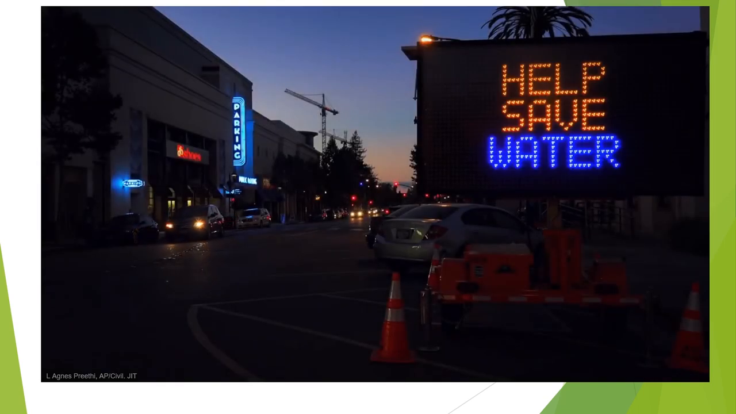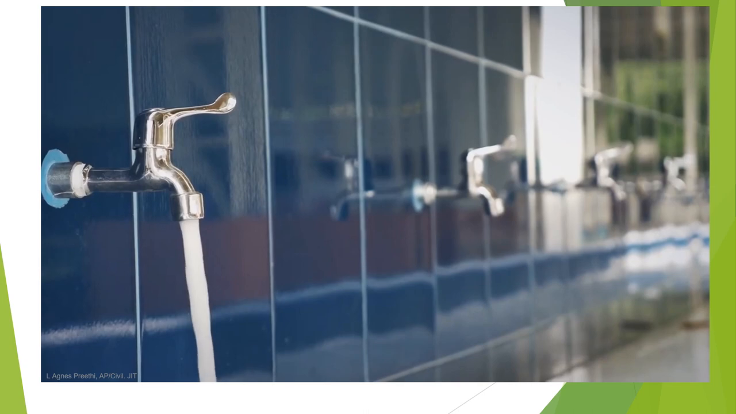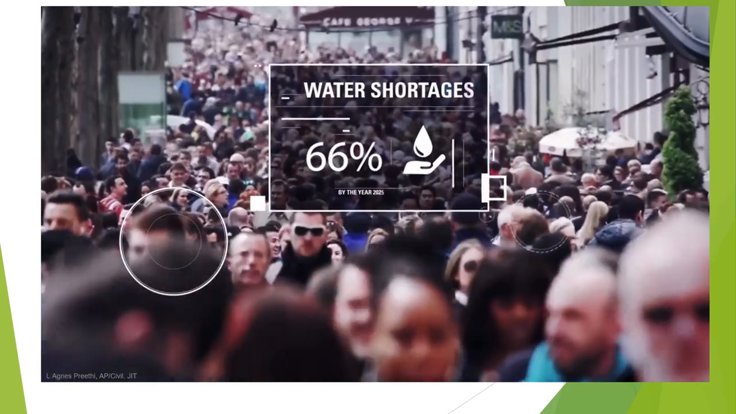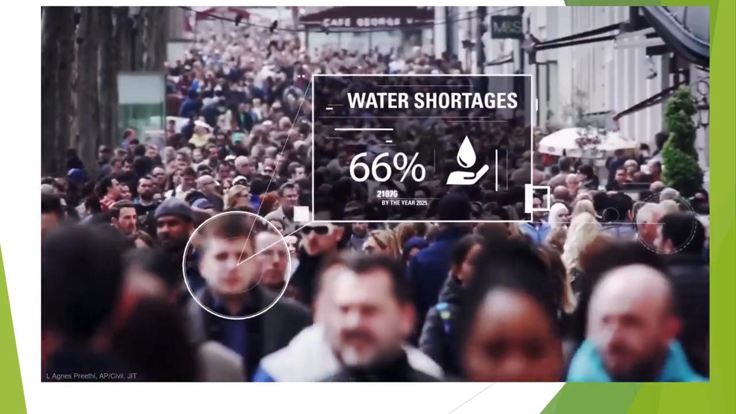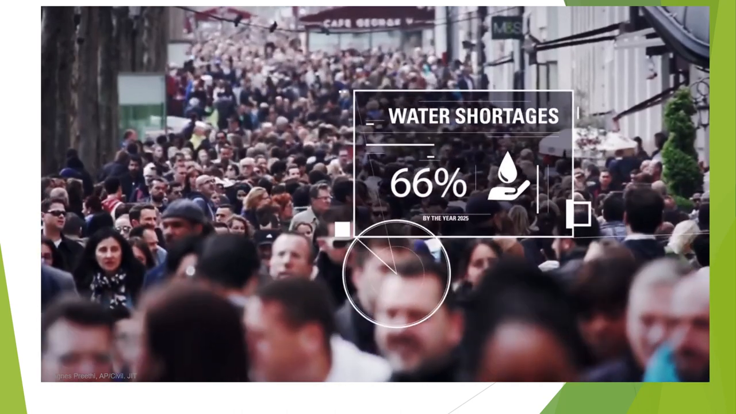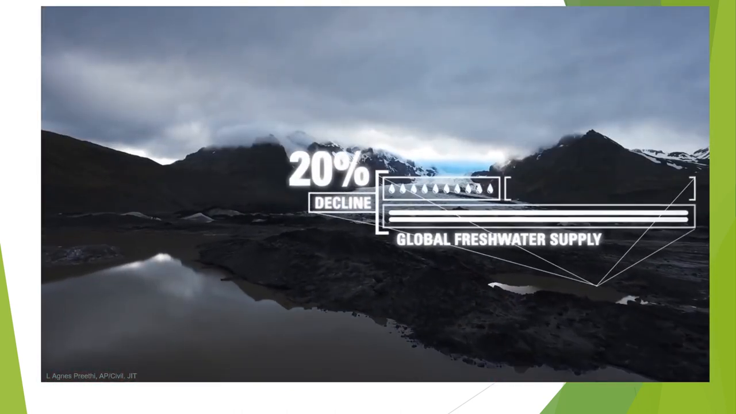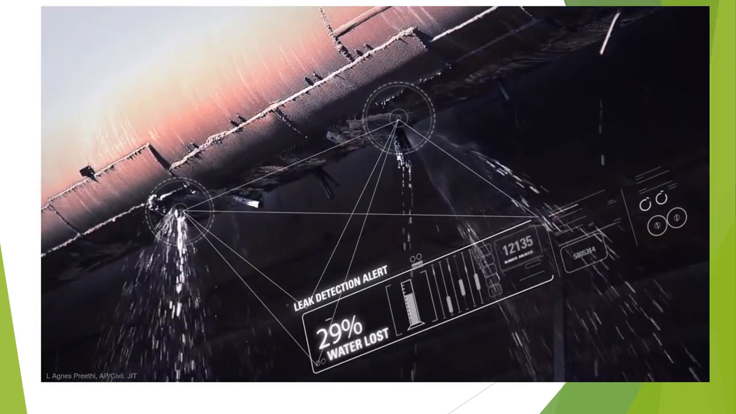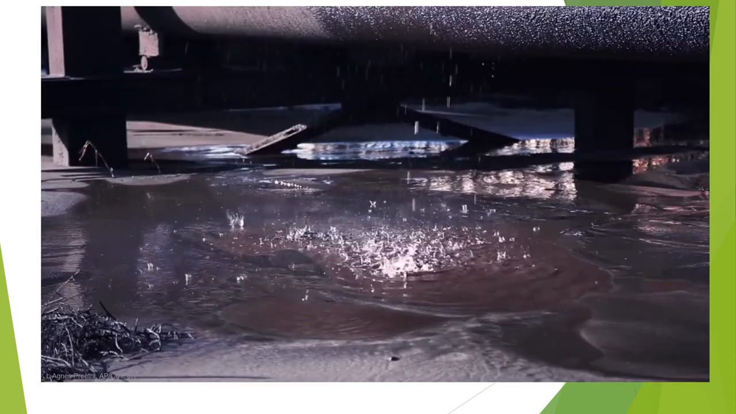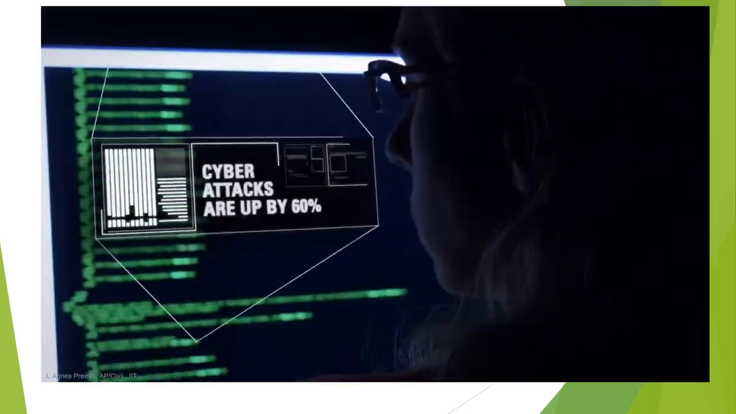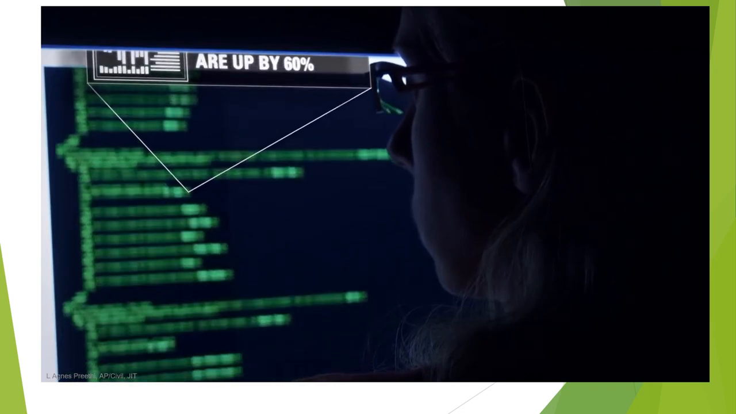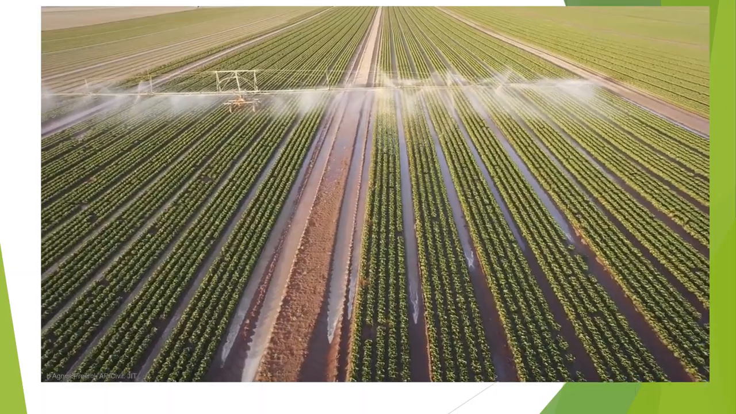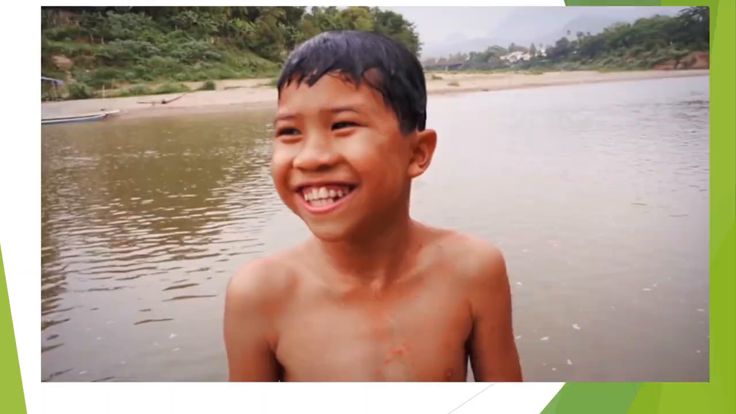Access to our most precious resource is declining around the world, and the pressure to conserve it is building. By 2025, it's estimated that 66% of the world's population could suffer from water shortages, threatening human life and livelihood around the world. 20% of the global freshwater supply has been diminished by drought and climate change. Up to 34% of water supplied globally is lost due to leakages or unmetered diversion. And cyber attacks on water utilities are up by 60%, putting at risk the ability to provide one of our most critical resources.